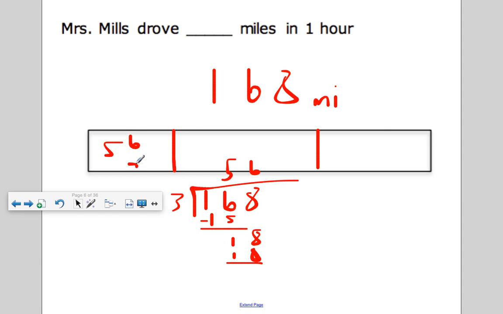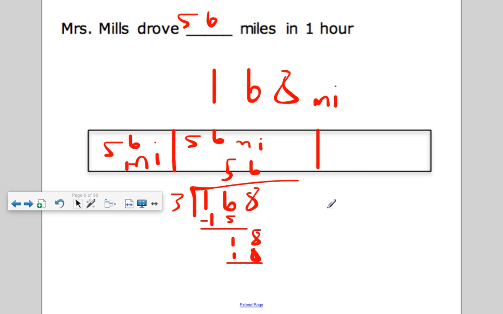each hour. So in the first hour, she drove 56 miles. In the next hour, she drove 56 miles. So you can almost say that she drove 56 plus 56, 112 miles in 2 hours. So she drove 56 miles in 1 hour, 56 miles per hour for each hour.